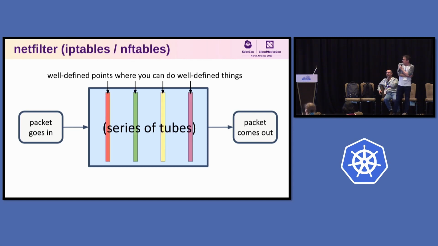So NetFilter, which is the system below both IP tables and NF tables, the idea is that there are certain points within the series of tubes where you can do certain well-defined things on your packets. And so kubeproxy, the most commonly used kubeproxy mode uses that. Calico is based almost entirely on IP tables. Other things use some IP table stuff. It's a simple model. It lets you do useful things. That's why a lot of stuff uses it.